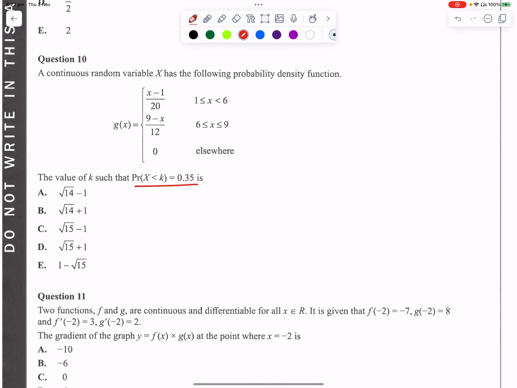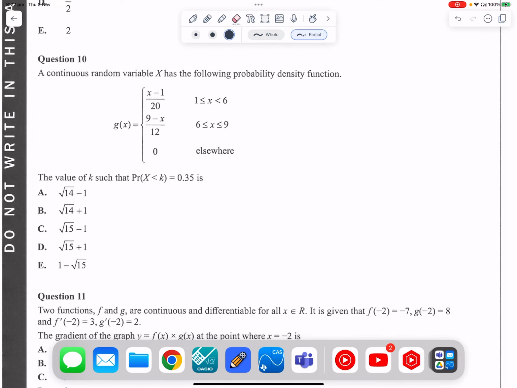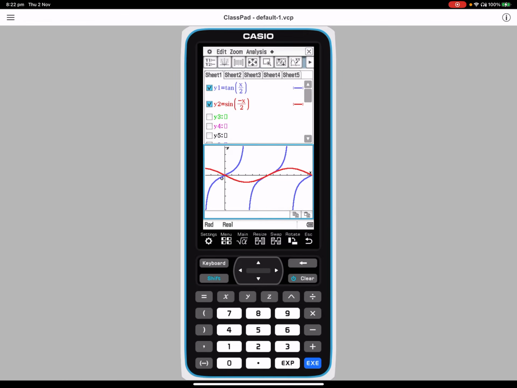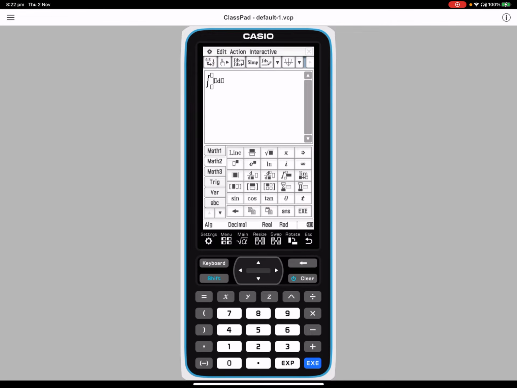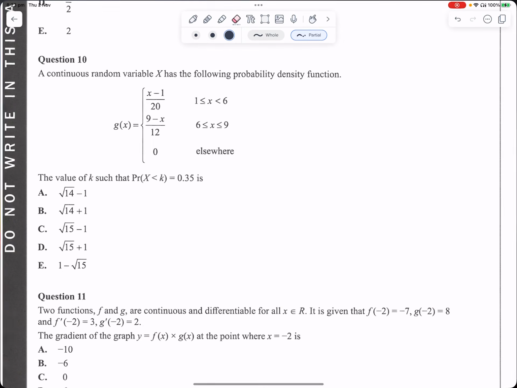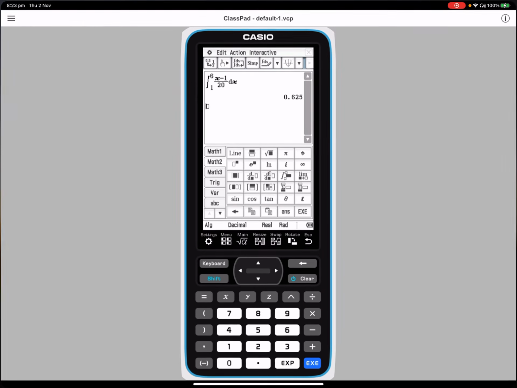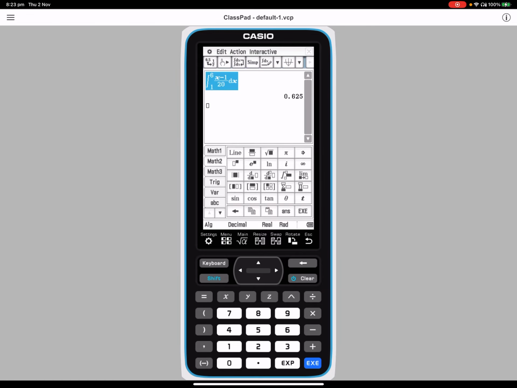Okay, continuous random variable is this. The value of k such that x is less than k is 0.35. So we can't just assume it's going to be in there. If we went from 1 to 6, let's go 1 to 6. Is it x minus 1 on 20 dx? 0.625, yep. So that's greater than 0.35.